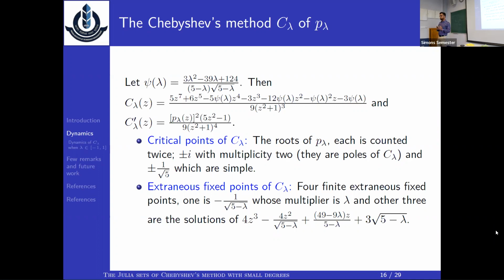So the Fatou set containing the immediate basin of attraction, all are simply connected. So the Julia set is connected.